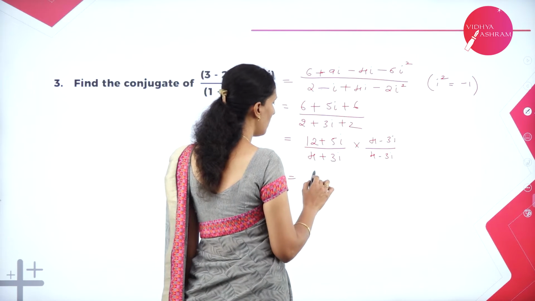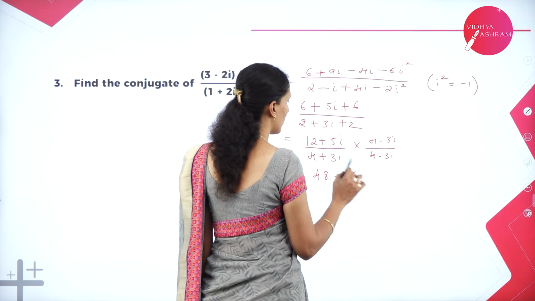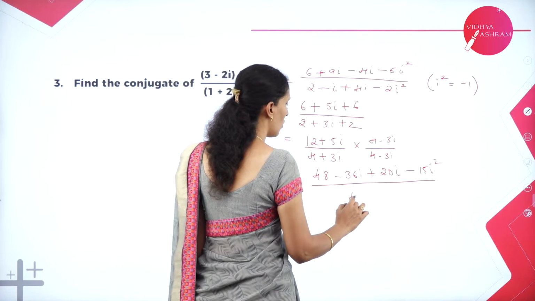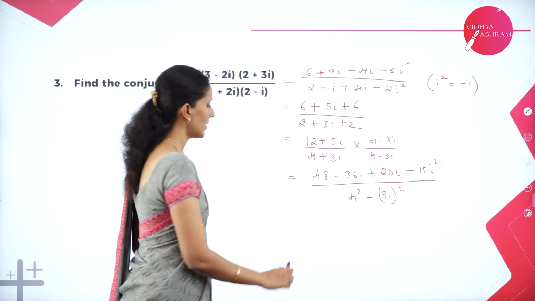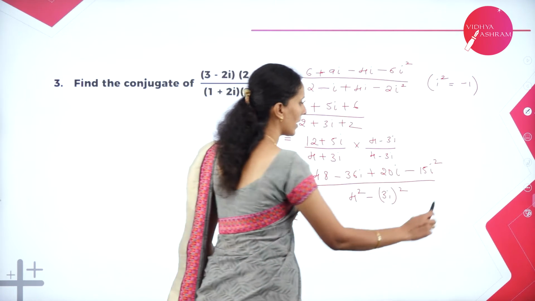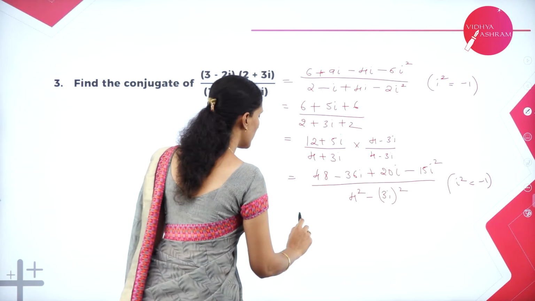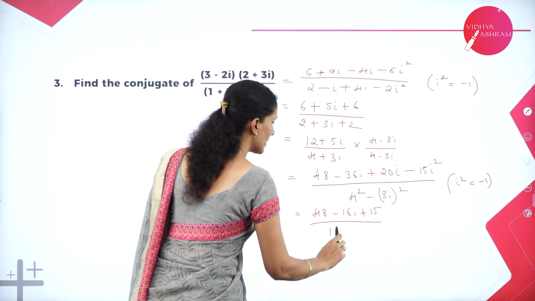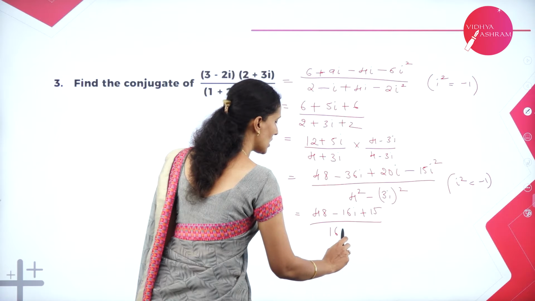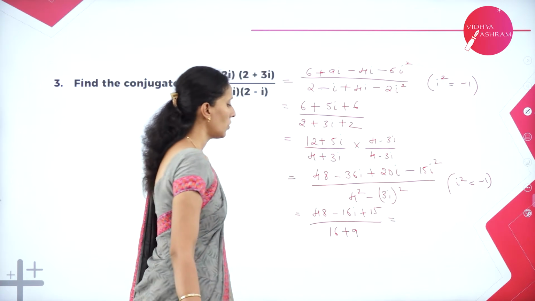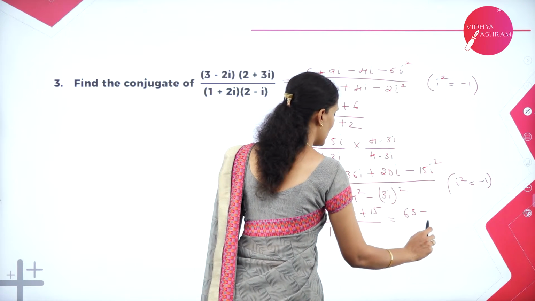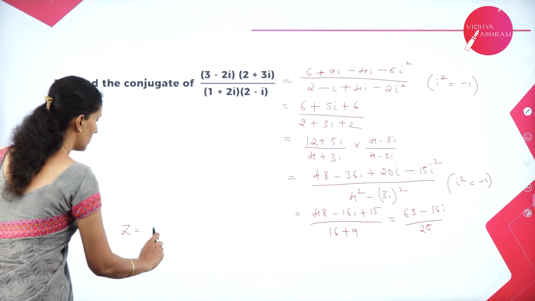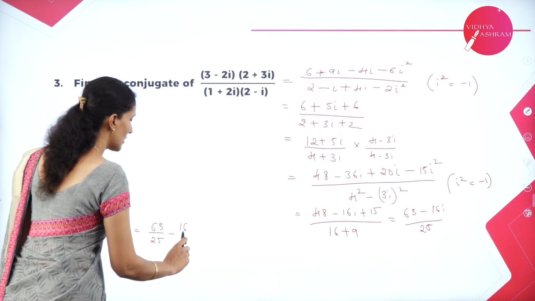So here 12 fours are 48 minus 36i, plus 20i minus 15i square, whole divided by, this can be written as 4 square minus (3i) whole square. Next, you will get 48, and i square is minus 1. So if you substitute, this is equal to 48 minus 36 plus 20 is minus 16i, plus 15, whole divided by 4 square is 16, 3 square is 9, i square is minus 1. So minus of minus 9 is plus 9. And 48 plus 15, you will get 63 minus 16i divided by 25. Therefore z is equal to 63 divided by 25 minus 16 by 25i.